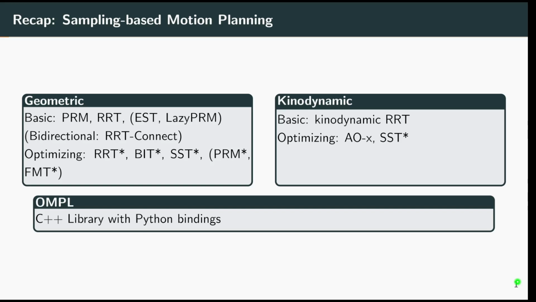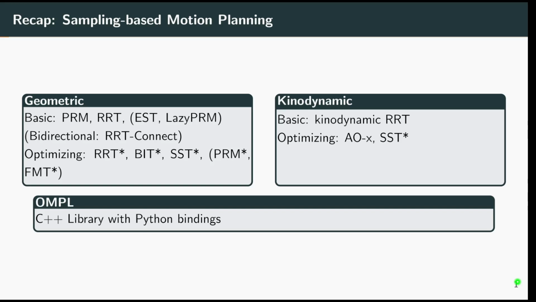Okay, so to recap, what we have learned so far in sampling-based motion planning are different algorithms. So we looked at the geometric case, where the most prominent examples were PRM, or probabilistic roadmap, and RRT. And then we also looked into the kinodynamic case, where the most basic version was kinodynamic RRT. And then on top of that, we considered the case where we might also want to optimize the cost function of, for example, minimum energy or shortest path.